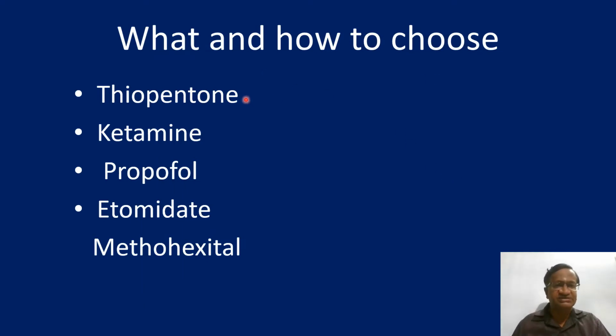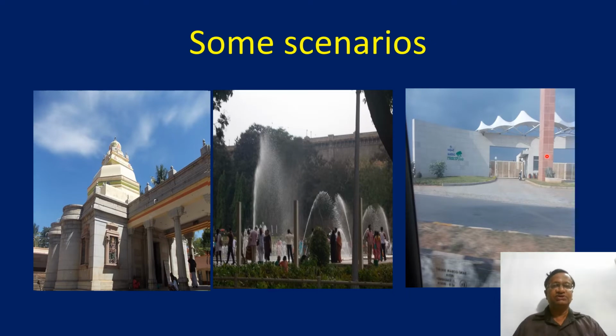So what and how to choose? We have so many things. Thiopentone, ketamine, propofol are available routinely, and etomidate is available in a few centers, and methohexitone in very rare centers. We will go by scenarios.